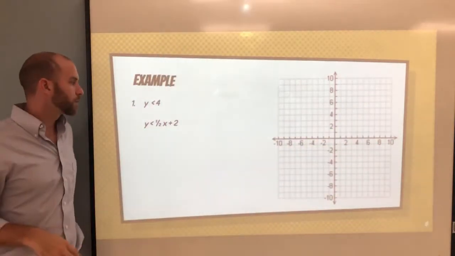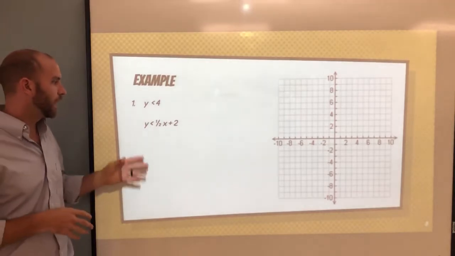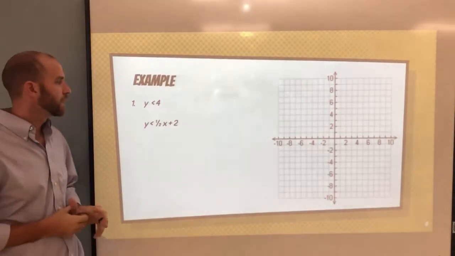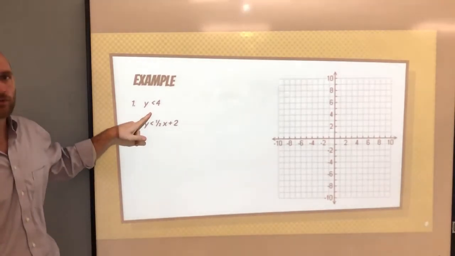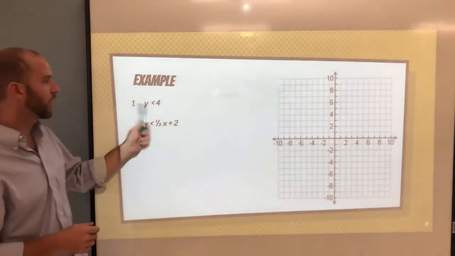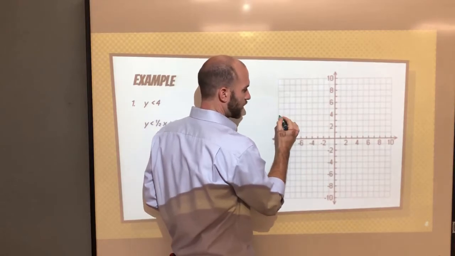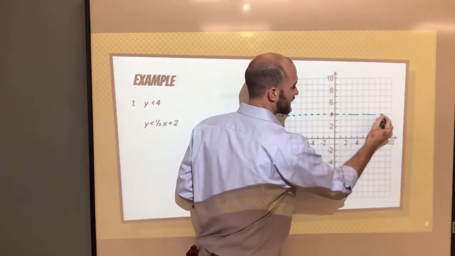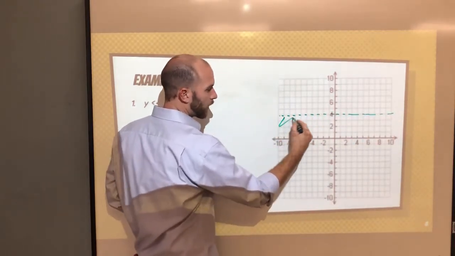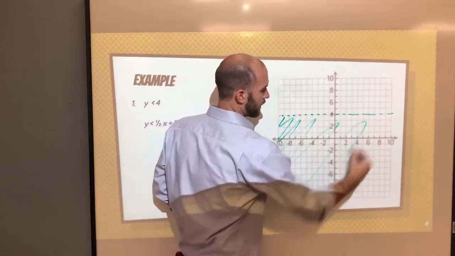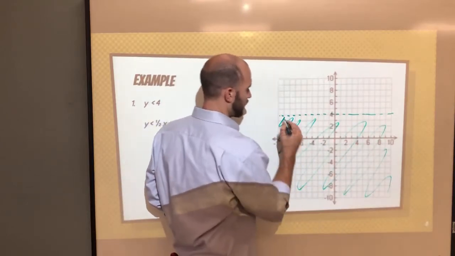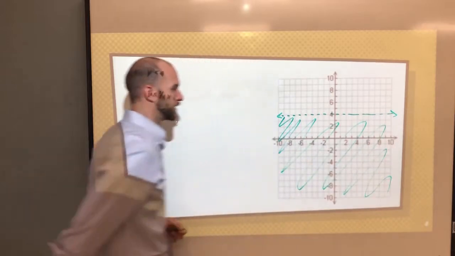For our third example, we're going to look at y is less than 4 and y is less than 1/2 x plus 2. Don't let this worry you. Just because there's no slope, it just means your line is flat wherever y is 4. Let's take a look here. Here's where y is 4. So we're going to draw a dotted line since it's a y is less than inequality. And we're going to shade everywhere below this line. Everywhere on that graph. It's a lot of shading. So mine's going to look incomplete.